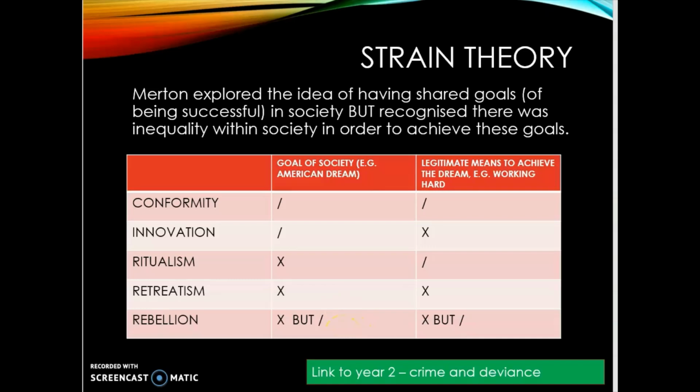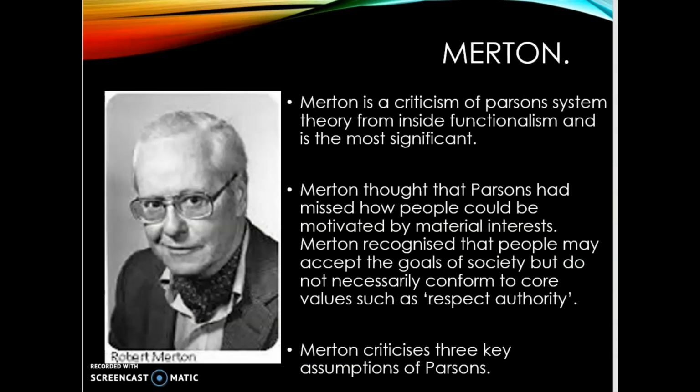So to summarise, Merton's starting point is developing Parsons' ideas of value consensus, but he's put a little bit of a spin on it, and he's gone into a little more detail about how people might have different responses to that shared value. So let's explore it in more detail. Merton is a criticism of Parsons, but from inside functionalism. Basically what that means is that Merton is a functionalist criticising another functionalist.